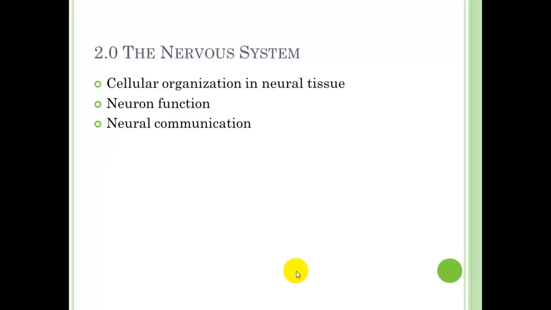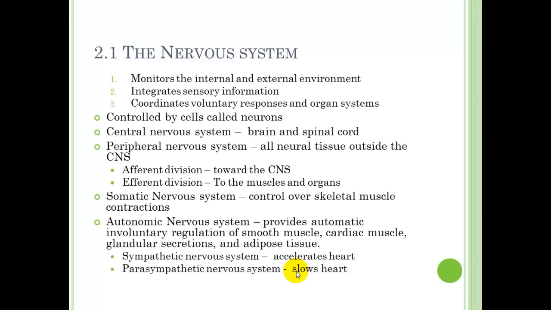2.0, the nervous system. Cellular organization and neural tissue, neuron function, and neuronal communication in this section. So 2.1 here, the nervous system pretty much does three things. It monitors the internal and external environment, it integrates sensory information, and it coordinates voluntary responses in organ systems. This is all controlled by cells called neurons.